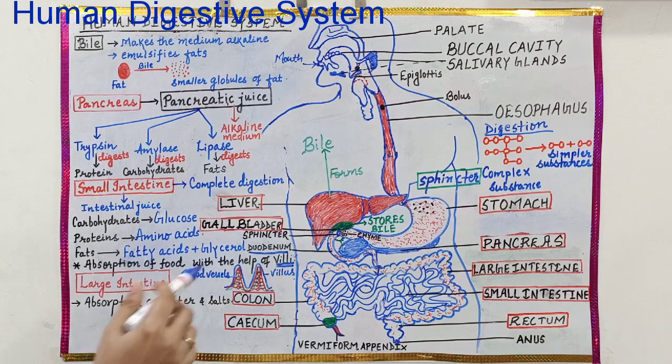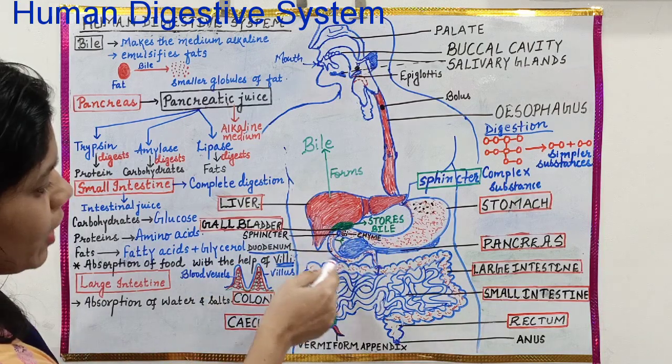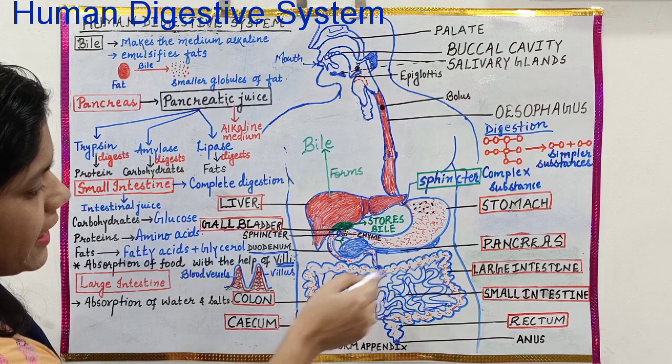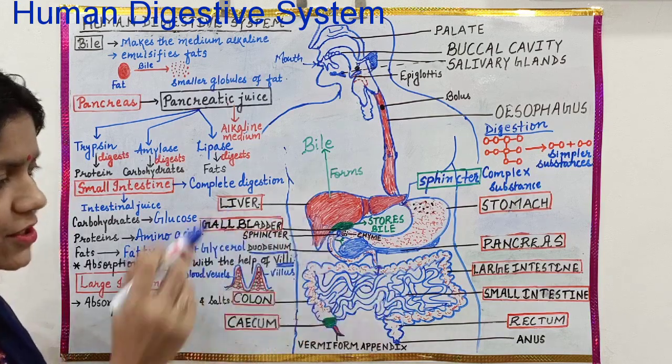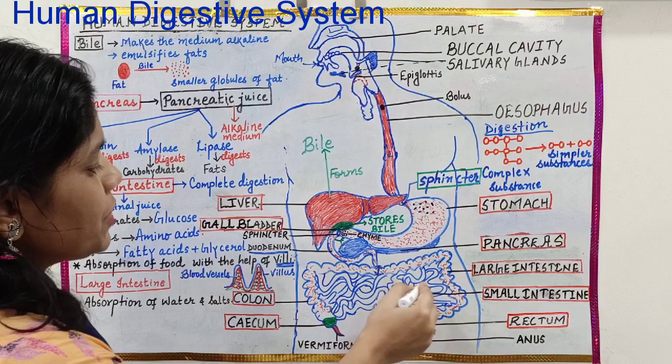So in this class we have learnt about digestion in the small intestine, about absorption, assimilation, and the case of diarrhea in which we get certain infections and the stool comes out in a watery form.